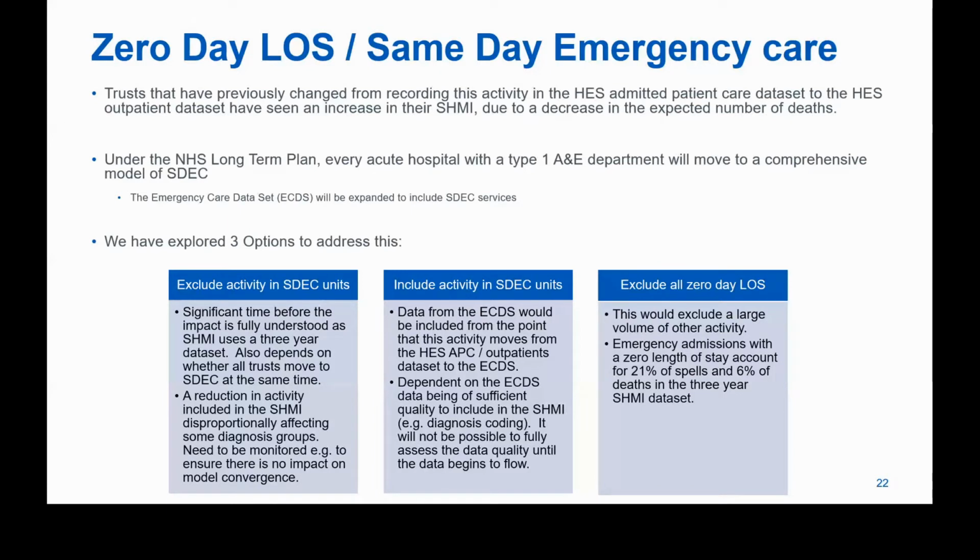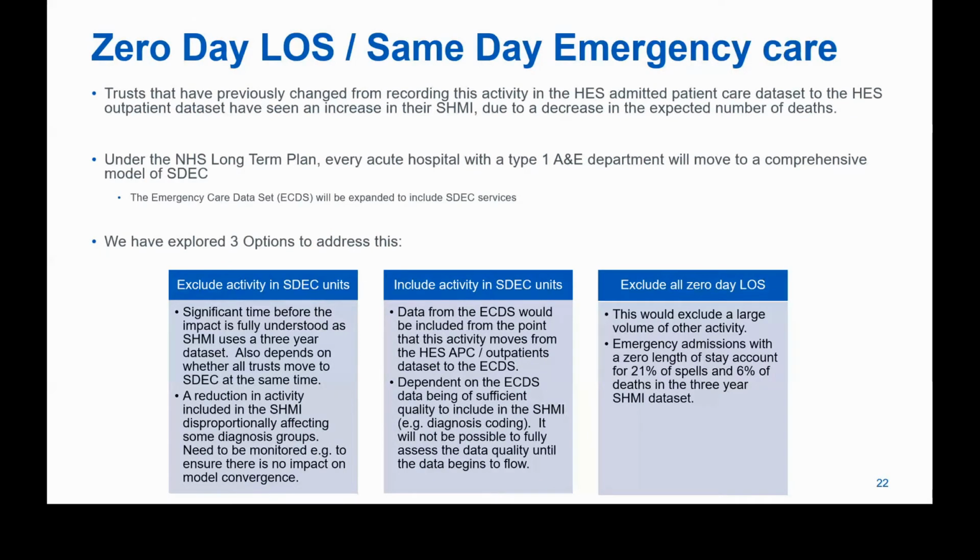We might want to include the activity that happens in SDEC units, and that would be great because that'll give us a degree of consistency going forward. However, identifying that activity is slightly problematic. People will move to recording SDEC data within ECDS at different points in time, and it also depends on whether the data recorded within ECDS gives us the same level of granularity and the same type of variables that we would have within HES, and there are issues there as well. ECDS uses SNOMED codes, whereas we're using ICD-10 codes in HES, and it's quite difficult to map from SNOMED to ICD-10. So that's another issue that we need to address.